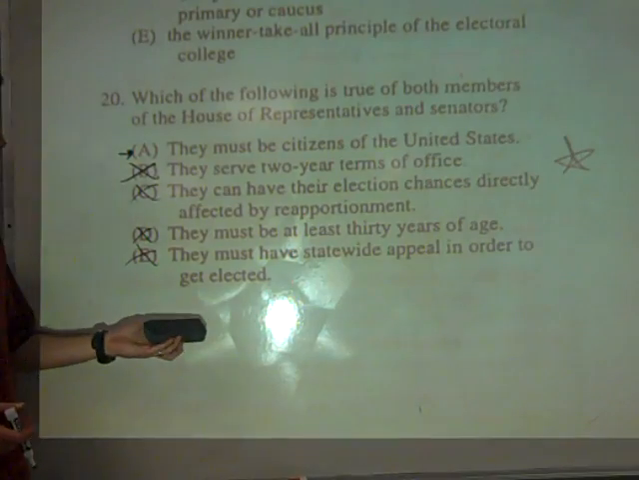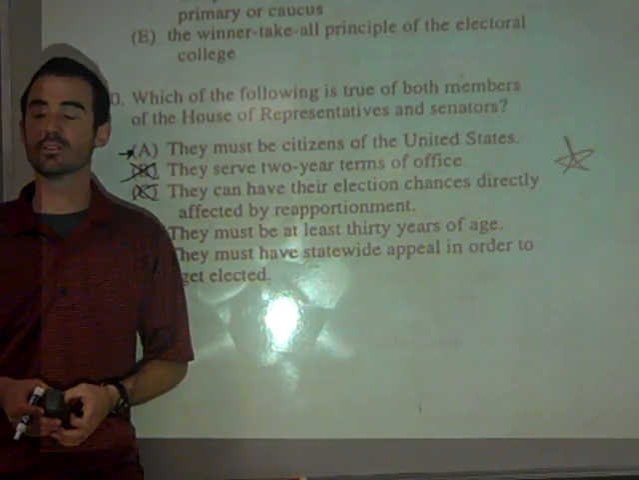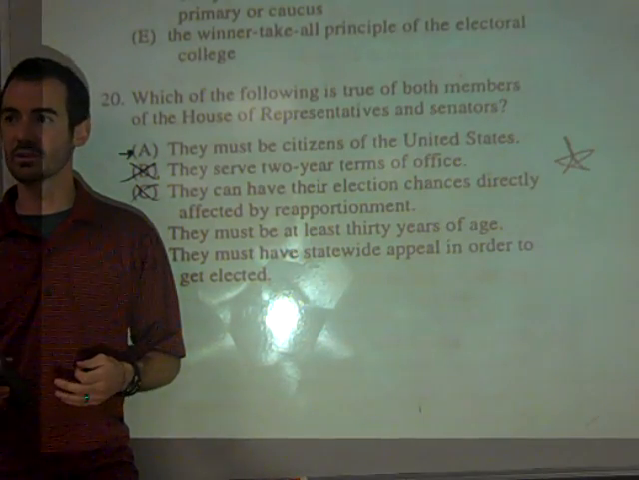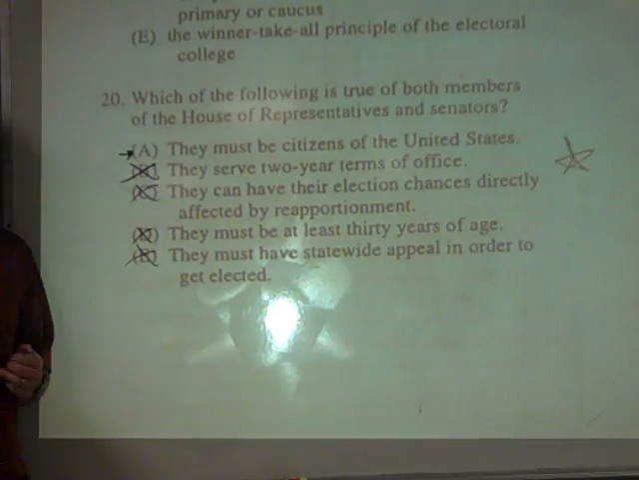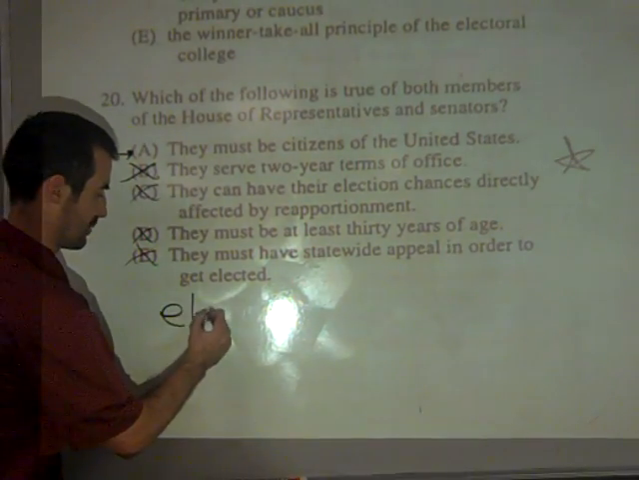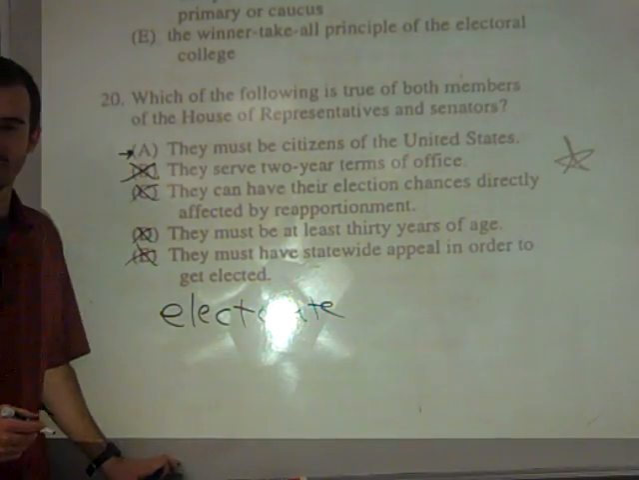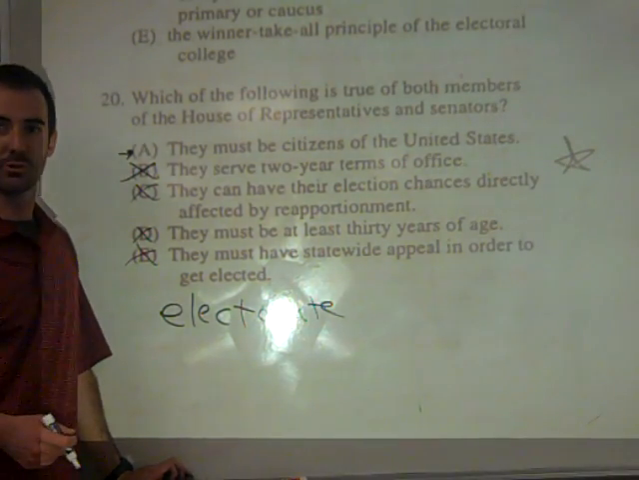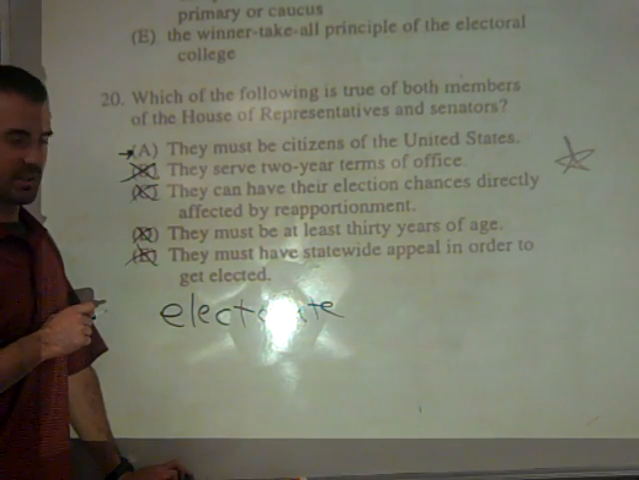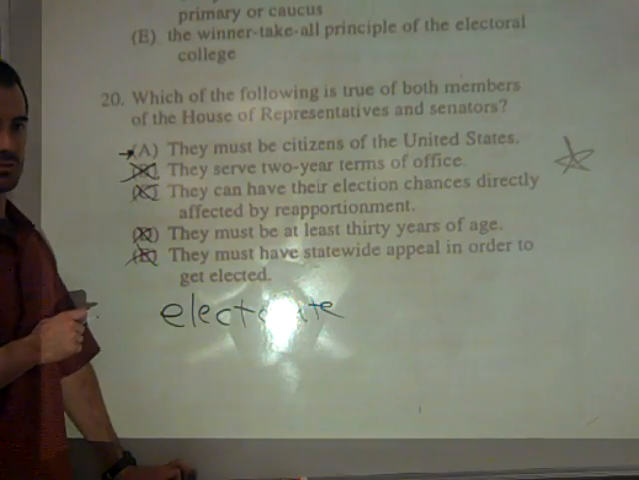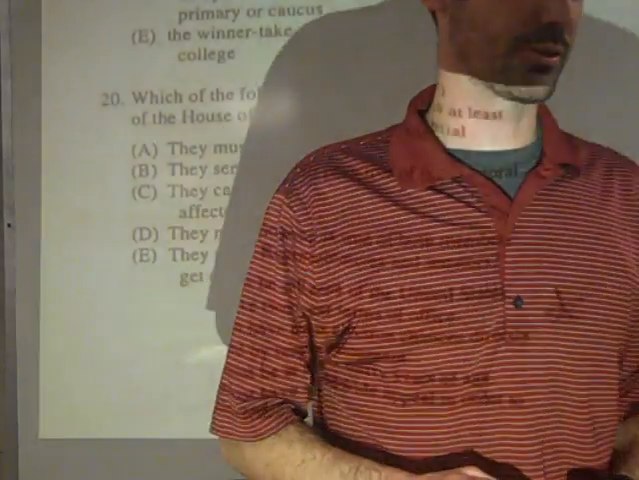So, reps have a district constituency. Senators have a statewide constituency. The president has a nationwide constituency. All right? That's different than your electorate. Let me write that on the board. Your electorate is the people who can vote for you. They might have voted for your opponent, but that's the people who vote in your elections. And, of course, senators have a statewide electorate to go with their statewide constituency. And members of the House only have a district-wide electorate to go with their district-wide constituency.